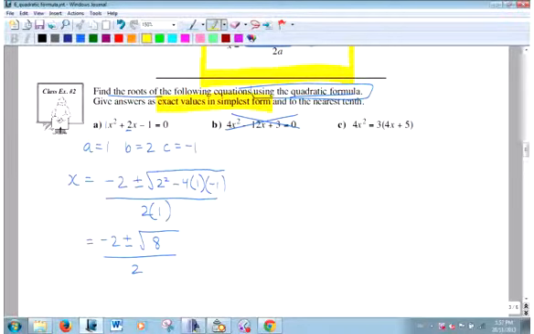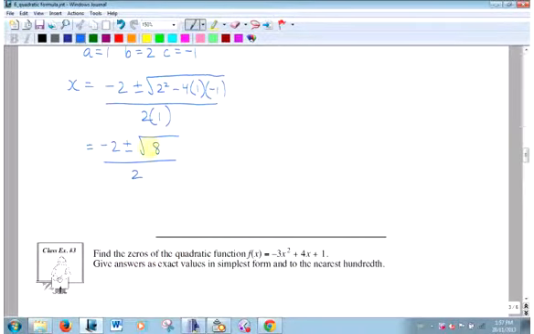If I don't say it, I got this question a couple days ago, you do it. Okay, here it does say it. Exact in simplest form. I don't want a decimal here. Okay? So, root 8 is, let's do it over here because I'm going to run out of space. Right? I have a perfect square in there. That's 4. So that's 2 root 2. Right? So minus 2 plus or minus 2 root 2 all over 2.